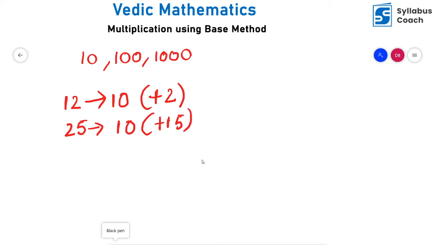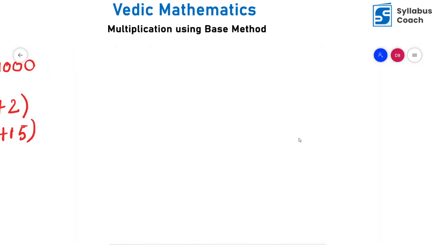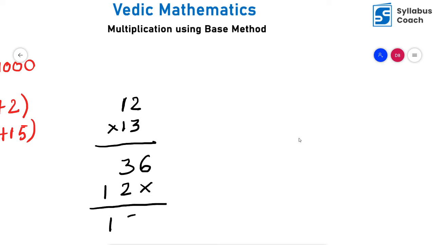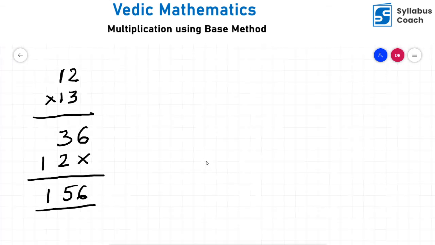Now we would be using this concept to solve various questions. Let's take an example first. We'll solve it traditionally and then apply the shortcut using base multiplication. The first question that we are going to use today is 12 into 13. Then 3 into 2 is 6, and 3 into 1 is 3. Then you have 1 into 2 and 1 into 1. So the answer for this question is 156. This is the answer using the traditional approach.